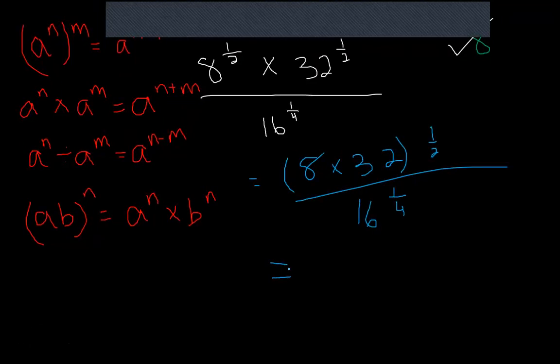We could simplify this even further. Why? 8 times 32, that's 256. And we raise this to the power of a half. That doesn't change. All I did just now was say 8 multiplied by 32. So I have 256 to the power of a half divided by 16 to the power of a quarter.